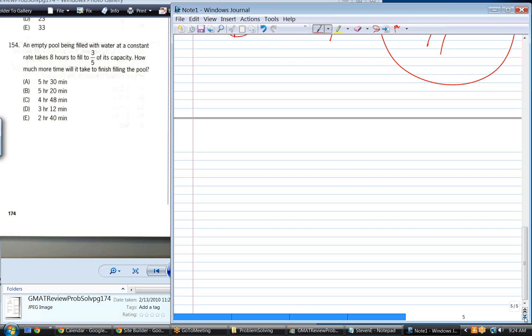Okay, well, let's try to figure out how long it would take to fill the whole pool. In other words, I can make a ratio. 8 hours is to 6/10 of the pool, as X is to the whole pool.